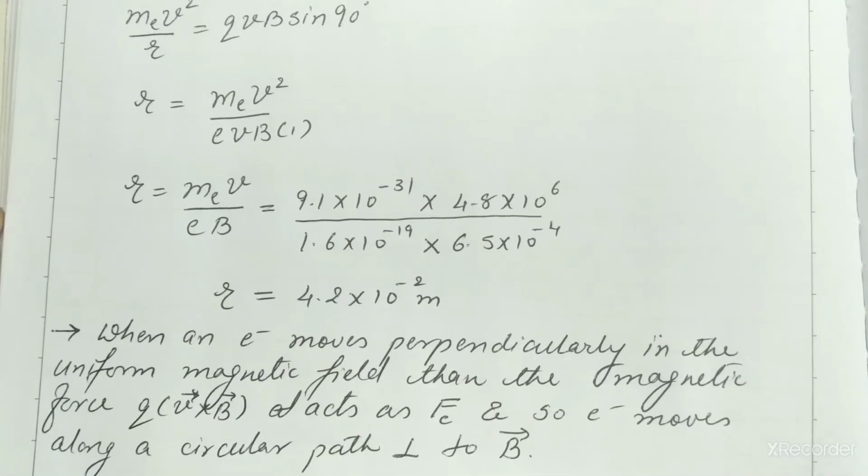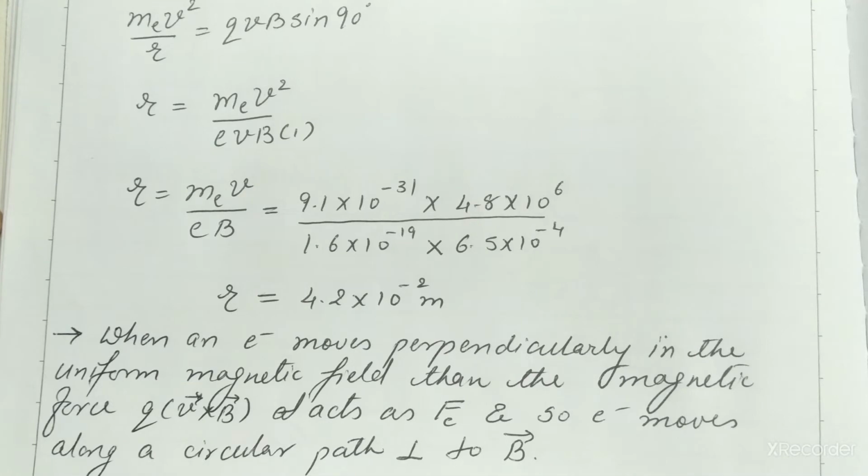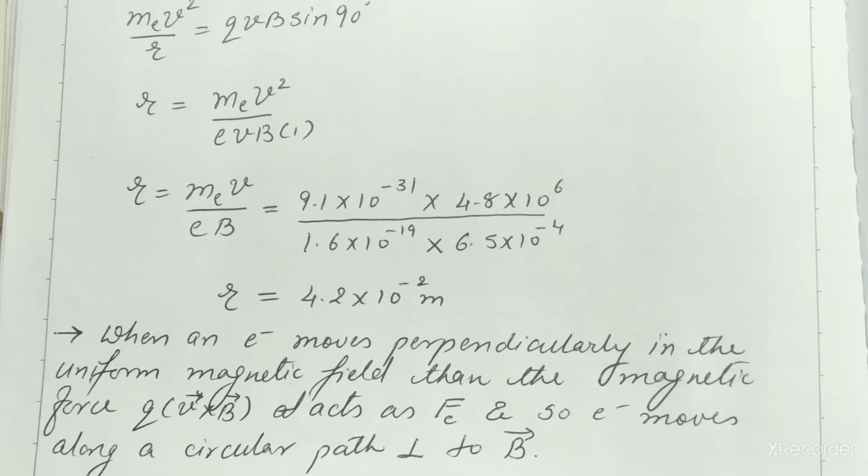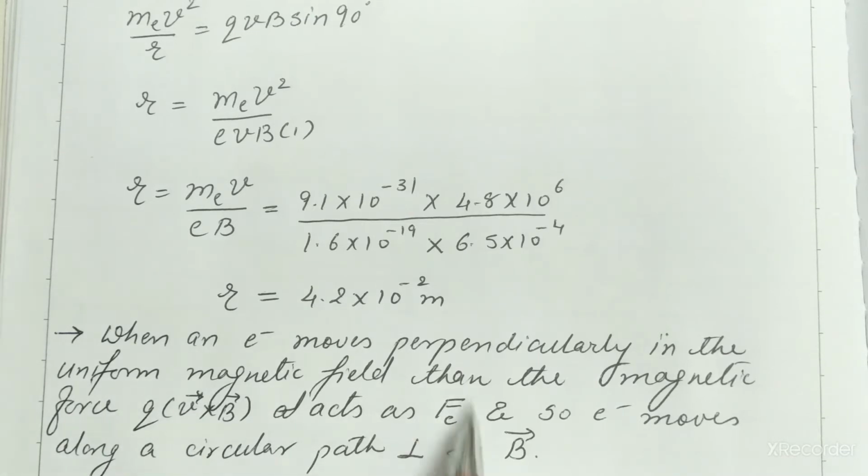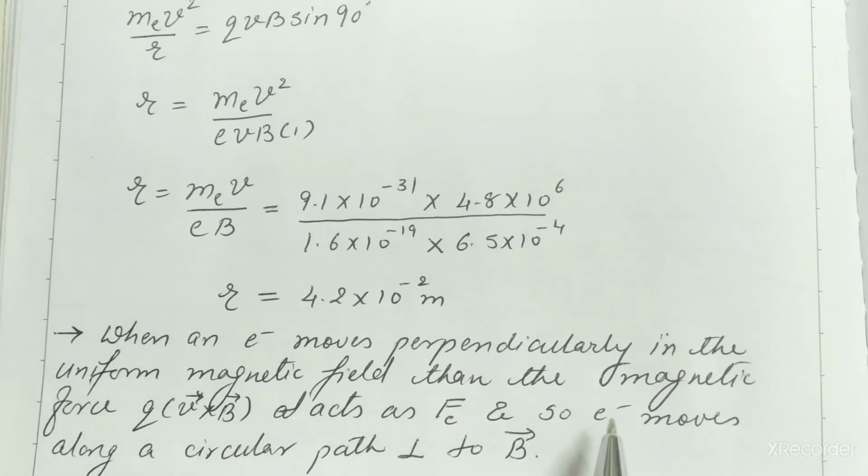And then they have also asked why the path of the electron is circular. So the reason is, whenever the electron enters perpendicularly into the uniform magnetic field, then magnetic force acts on the electron, and this force will deflect the electron continuously from its path, and so this force acts as a centripetal force. So it will force the electron to move in a circular path which is perpendicular to the magnetic field.